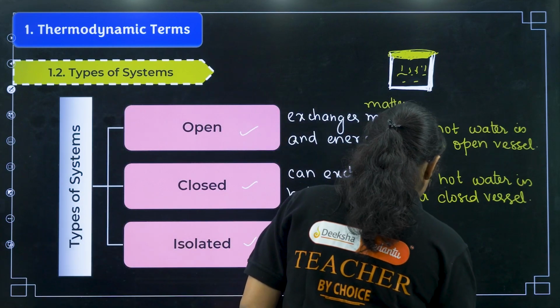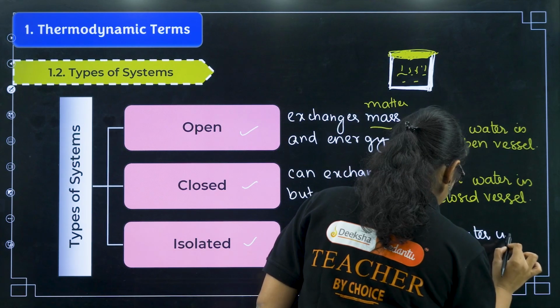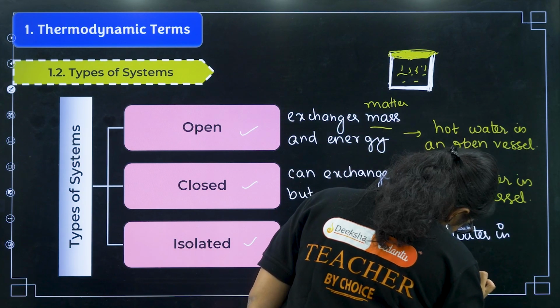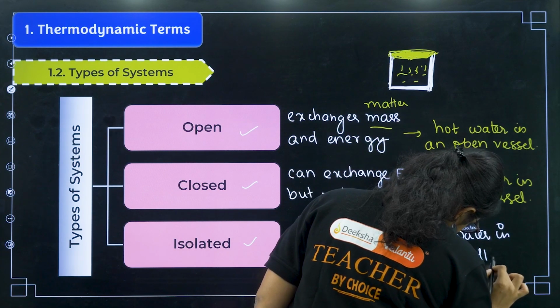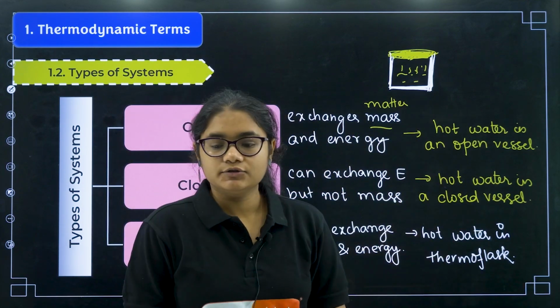Here I can give an example of hot water in a thermo flask. Clear? Understood the 3 examples?